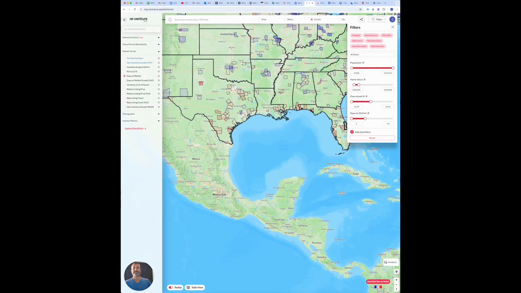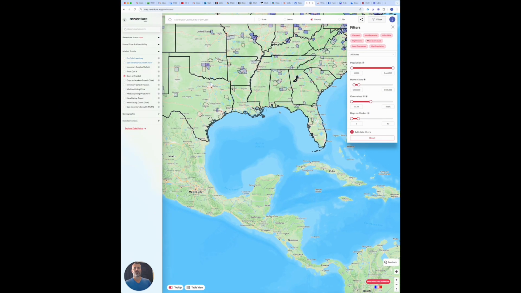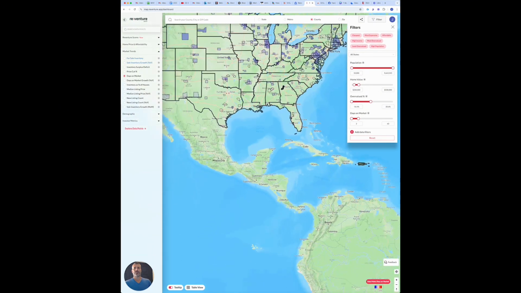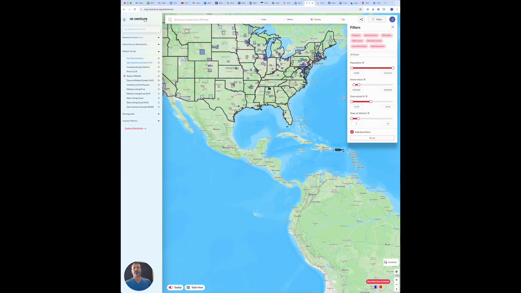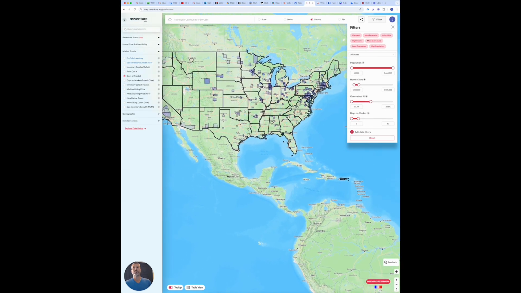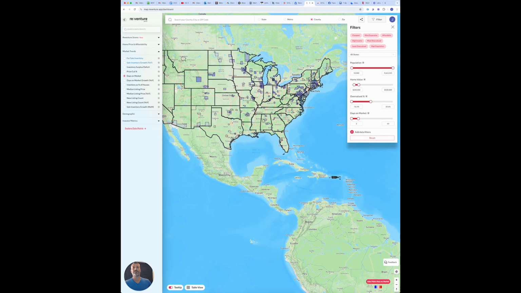You're seeing the same thing in Texas, a lot of red. So what we're going to do is take days on market and bring it down to 60. And now you can see it eliminated all those reds. This shows you nationwide all these blue counties. These should be relatively good markets for you to go ahead and dive deeper and see if you want to fix and flip in these markets.